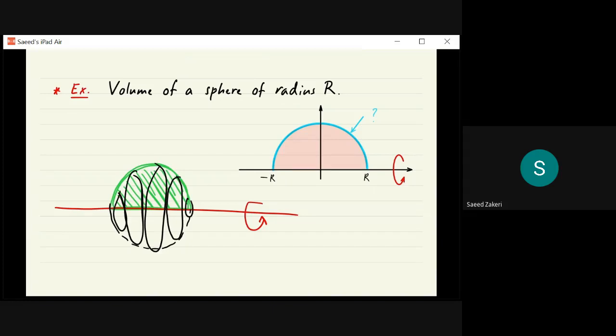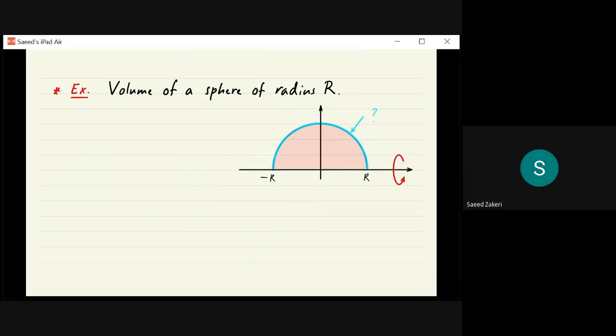It's not hard to imagine that rotating this half disk around this line will generate a solid sphere. Think about it. It's not really difficult to imagine. So if I want to find the volume of a sphere of radius r, what I can do is pick this half disk of radius r, put it against the axis of rotation, which is supposed to be the x-axis here, and then rotate it.